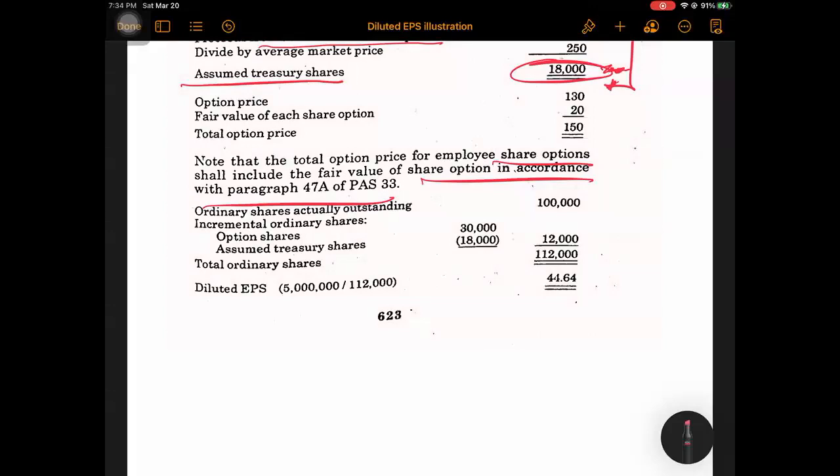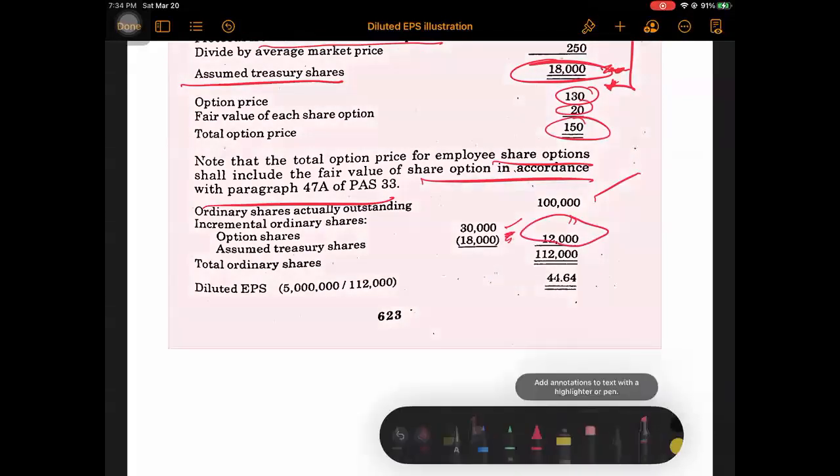Di ba, gi-mention kagaina if under share options, fair value is included in the exercise price. That's why it was added, di ba, 130 plus 20, 150. Okay, for the computation of your diluted earnings per share, you have 100,000 original shares. You have incremental 30,000 option shares. You have the assumed treasury shares of 18,000. So this is now the incremental.